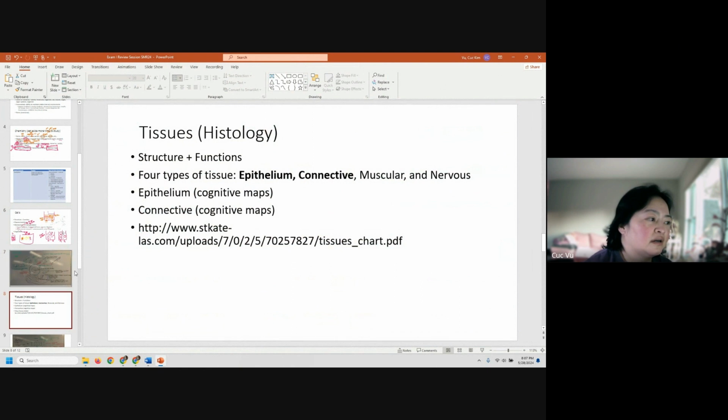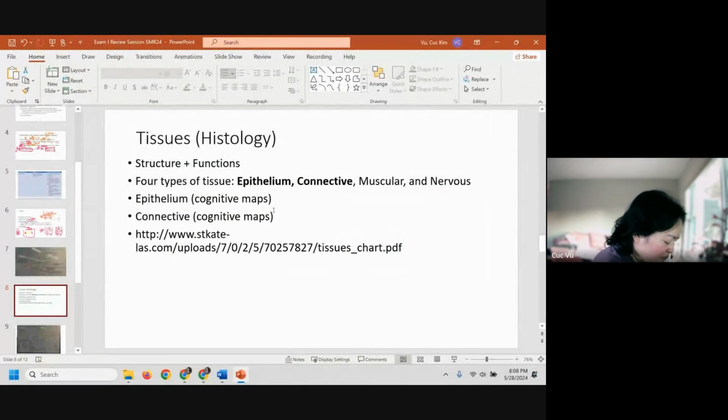Now we are on tissues, or histology. When you're going through tissues, make sure you know the structure and function. There are four main types of tissues, which include epithelium, connective, muscular, and nervous. Of those four, we really focus on epithelium and connective, because in future chapters we'll be talking about muscular tissue, which has its own 3 chapters, and nervous, which has its own 2 chapters. So even though we do talk about all 4, we focus on the epithelium and connective.